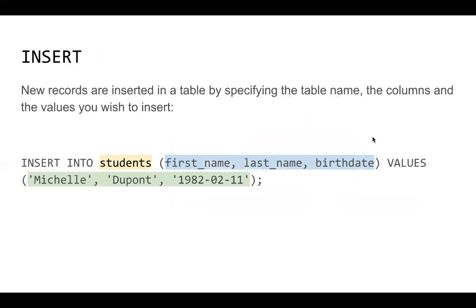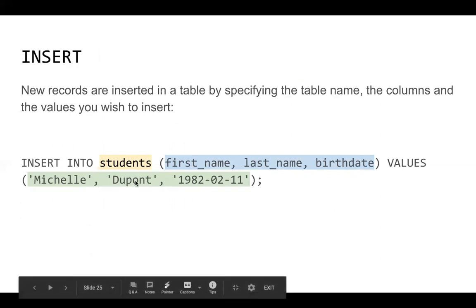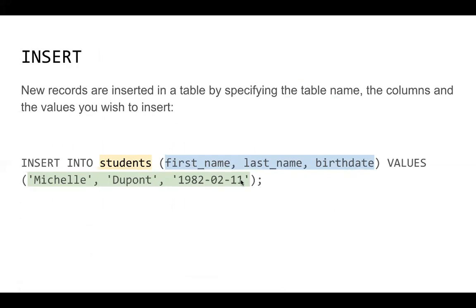All right, let's talk about inserting records. New records are inserted in a table by specifying the table name, the columns, and the values we wish to insert. So if you wanted to enroll a new student, we would say insert into students, and we're inserting the first name, last name, and birth date. And the values we're inserting are Michel, DuPont, 1982, 02, 11.